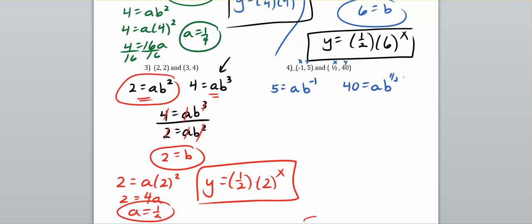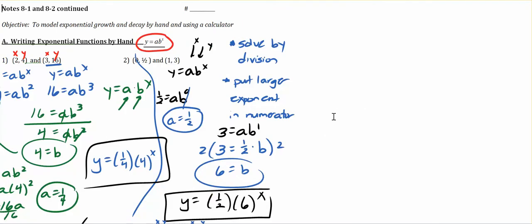But if you use the same rules, if I have 2 equations and I'm doing exponentials and I want to solve by division, the larger exponent is 1/2 because 1/2 is bigger than -1. So I'm going to put 40 equals ab to the 1/2 all over 5 equals ab to the -1. I'm going to divide these out, and I just need you to be careful when you divide.